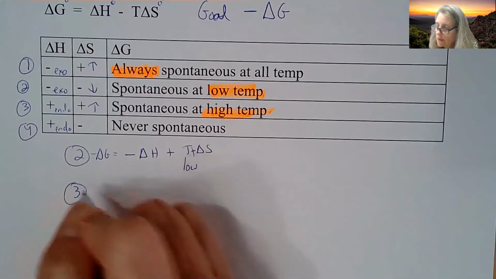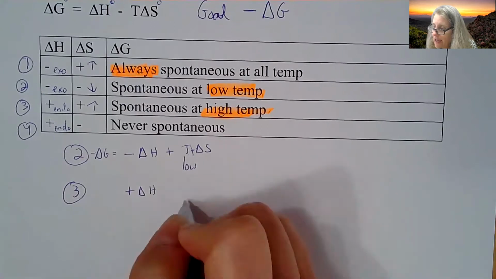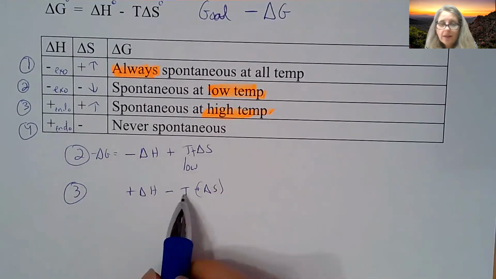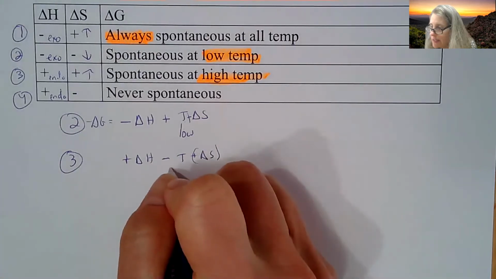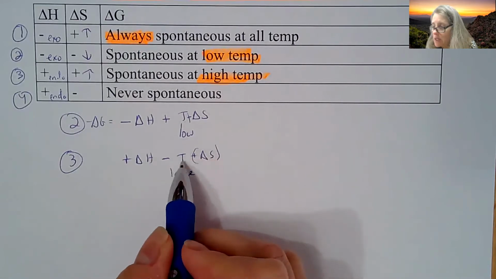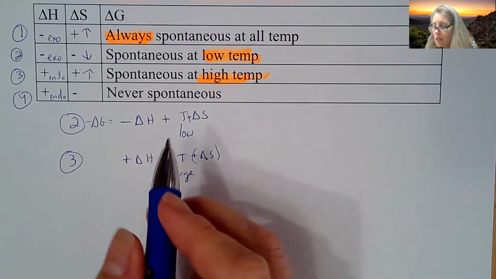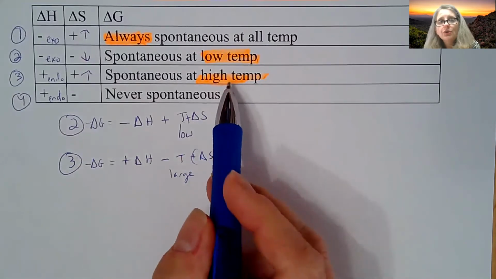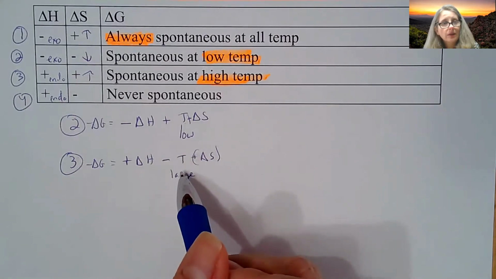So let's look at scenario 3. My delta H is positive, and my delta S is positive. So that's going to keep this part of the equation negative. So what I want is this to be large. I want this to be really big magnitude-wise. So I'm going to multiply it by a high temperature, so it's going to be greater than this positive delta H to make that delta G negative. Now, there's no magical temperature for low or high that I can give you. It depends upon the math that you are given.